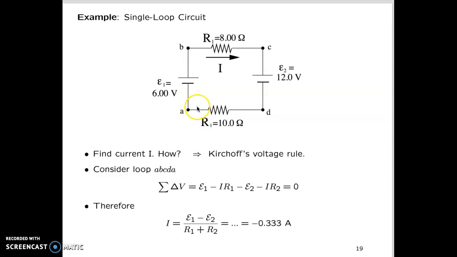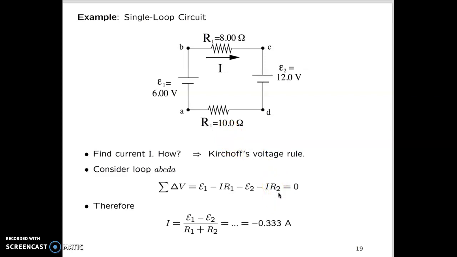We've guessed a direction for the current. We assumed it was clockwise. And when we look at this equation, we have the E's. I know E1 and E2. We have the R's. I know R1 and R2. I guess that 1 should be a 2 here, a little typo for the subscript. R2 is 10 ohms.